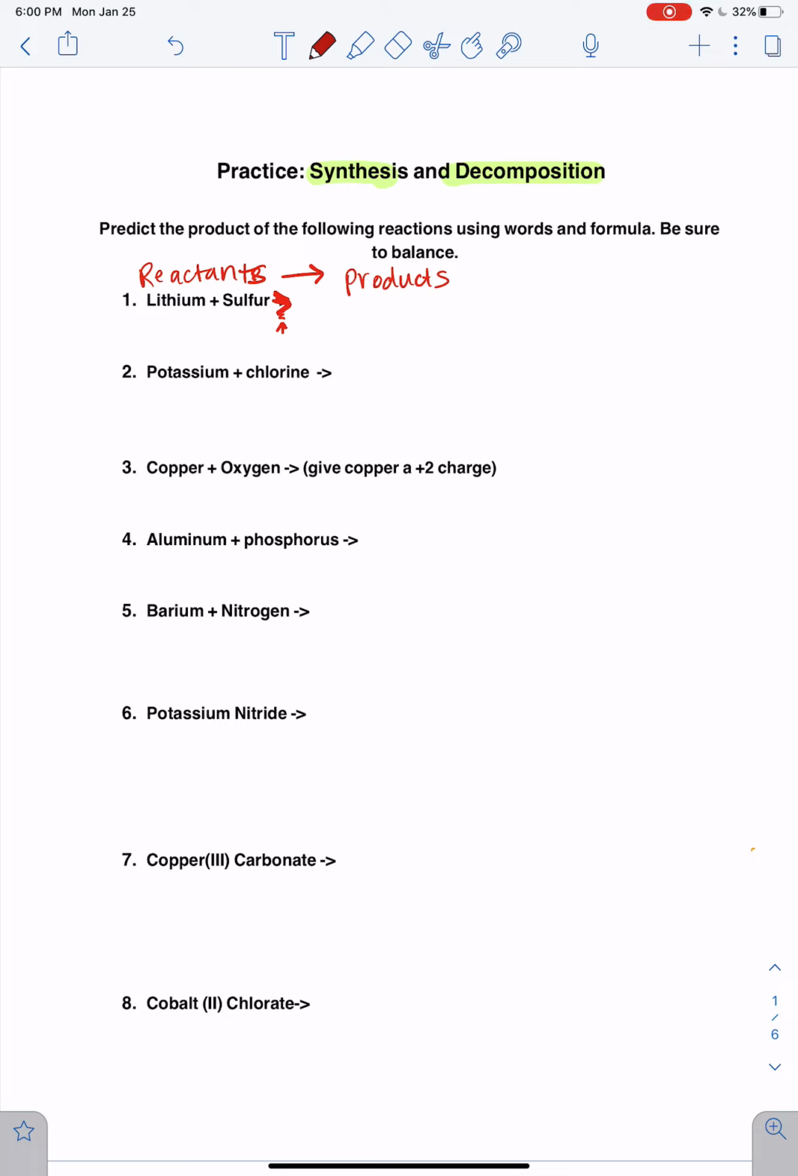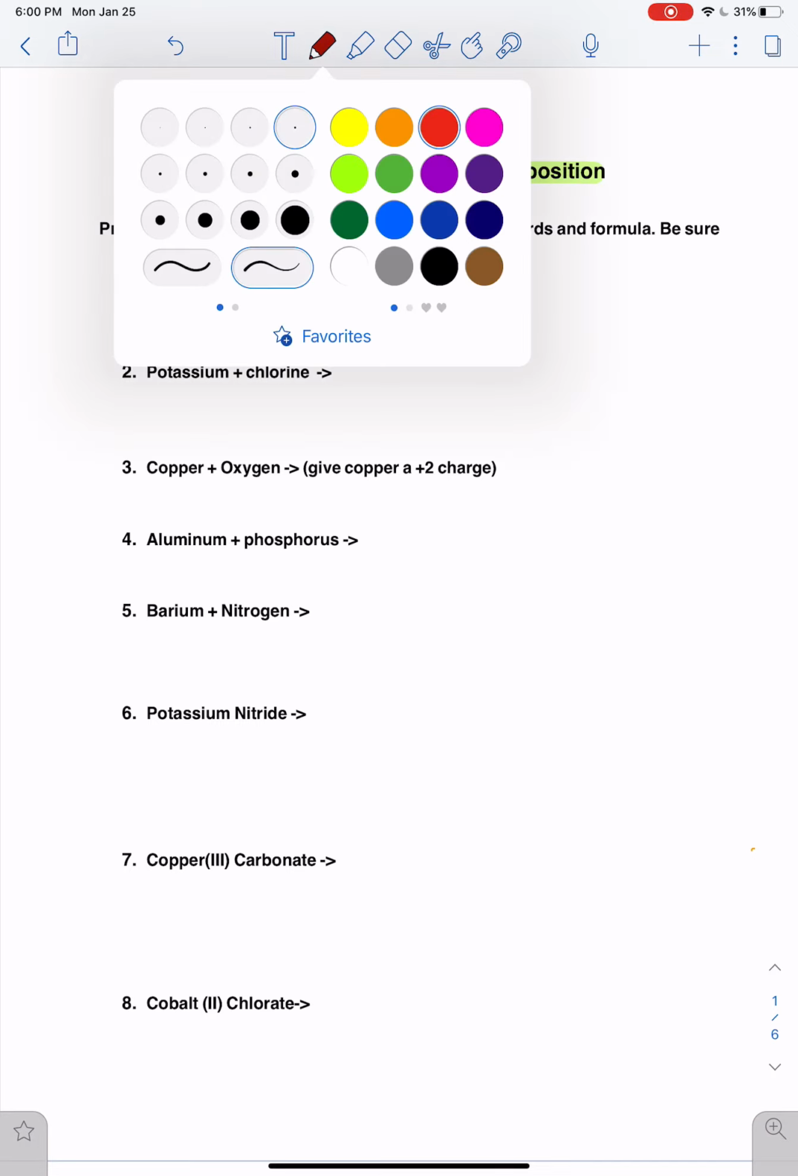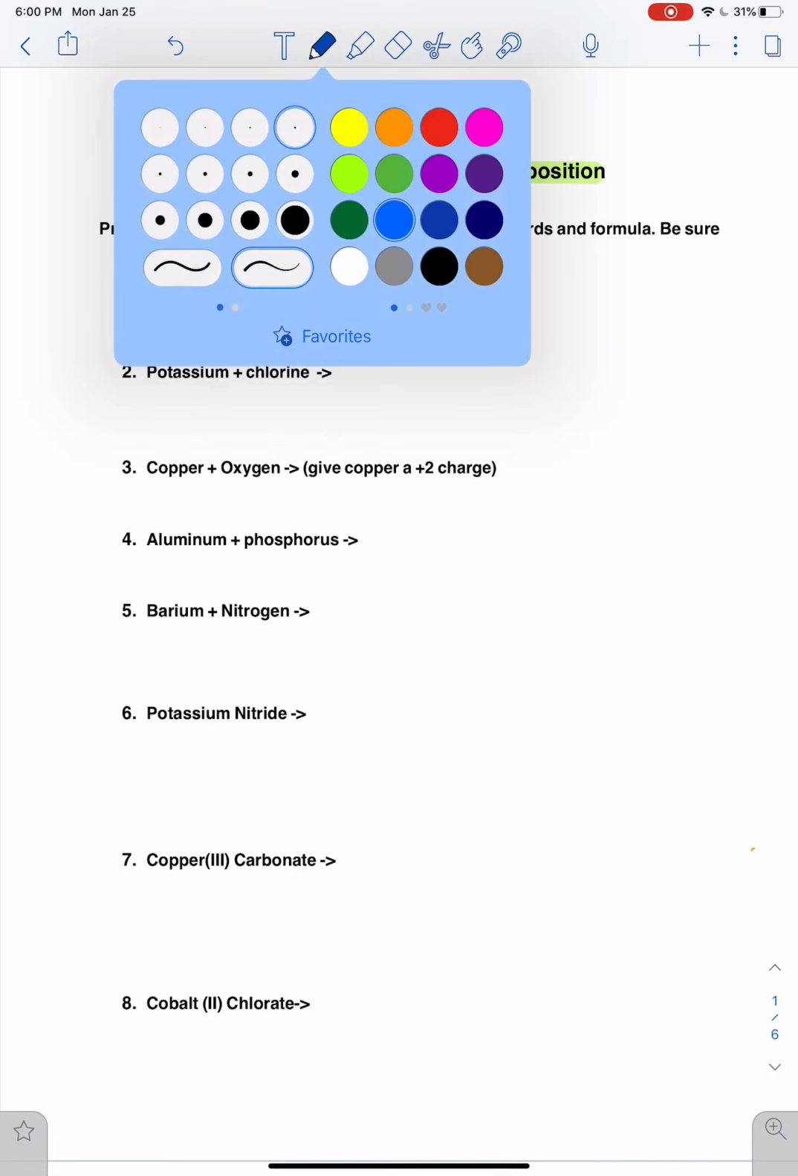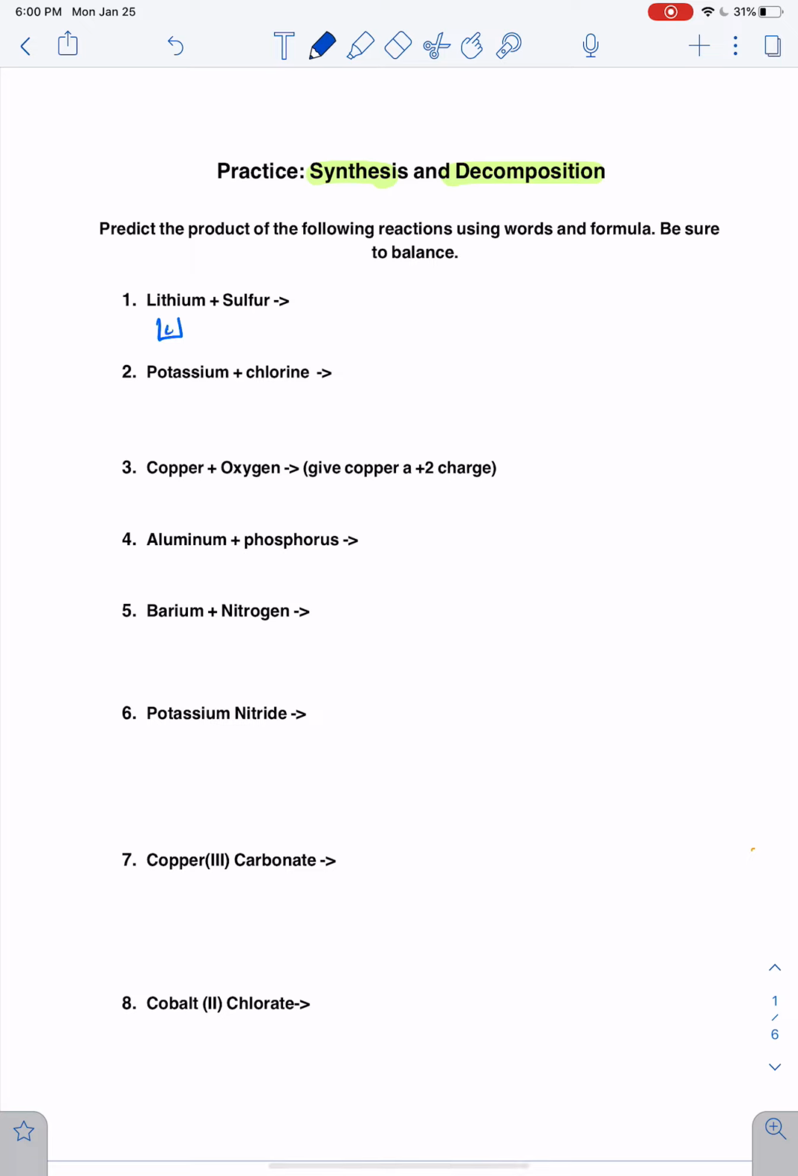And so a lot of times you will be asked to predict what type of product you have. So to predict the product, you have to look at the reactants first. So we're going to analyze the reactants. As you can see on number 1, we have lithium plus sulfur. The plus sign indicates that these two are separate from each other. So you have to think that we have like two containers, one of lithium and one of sulfur, just for simplicity. And we are going to add them together.